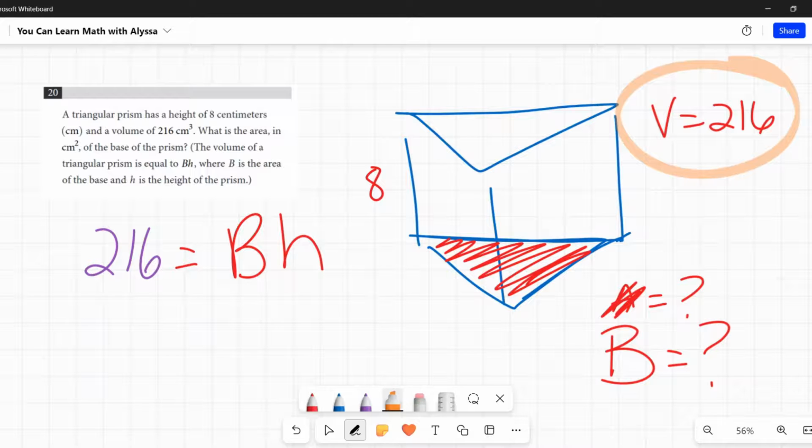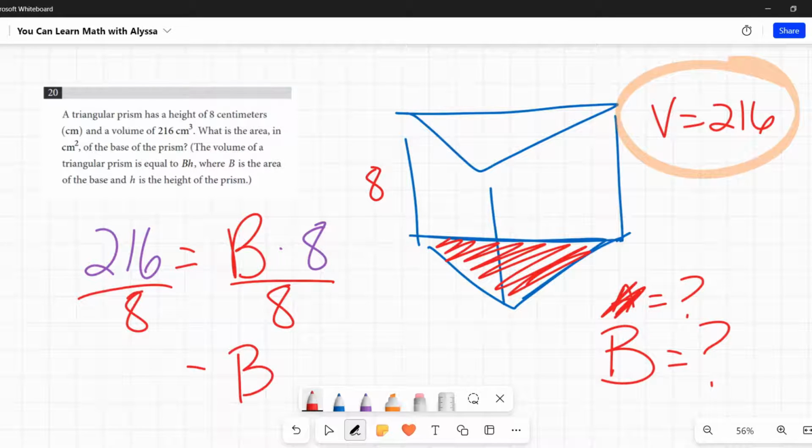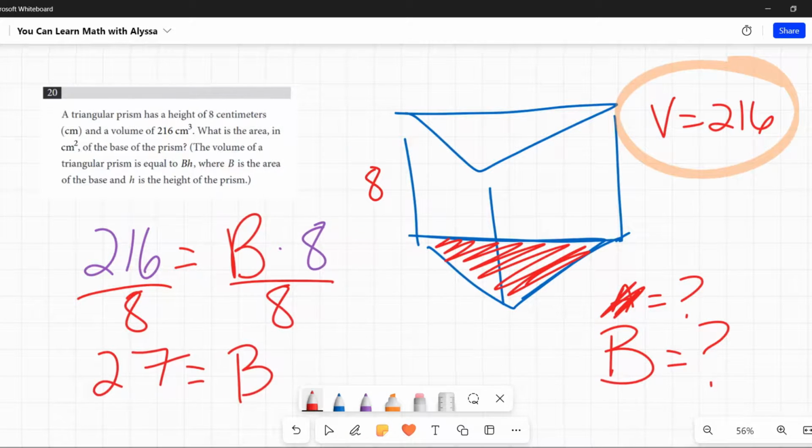Do I know the height? I sure do. I was told the height is 8. So I'm going to replace that height with 8. So 216 is B times 8. So to solve for B, I need to undo this times 8 by dividing by 8. So when I divide both sides by 8, 8 goes into 216 27 times. And if you're a little math geek like me and like to do math like that in your head, go for it. But if you want to use your calculator, because you are allowed to use calculators in this section, go for that too. So B, the area of the base, is 27. That is your answer.